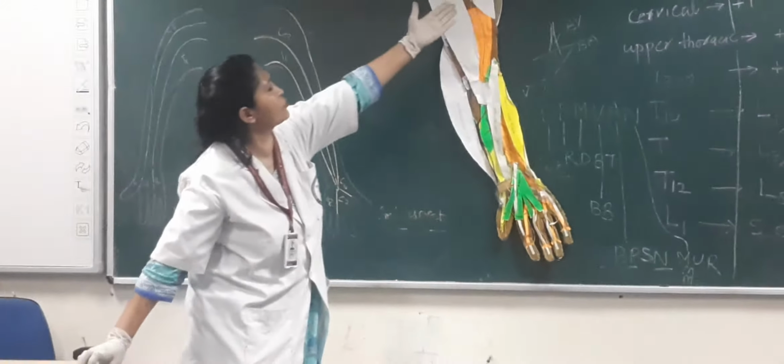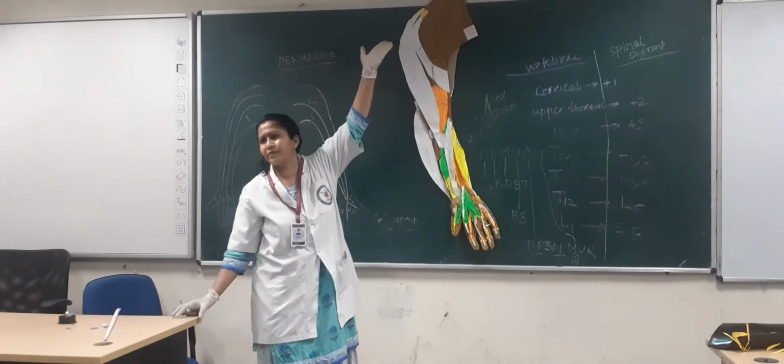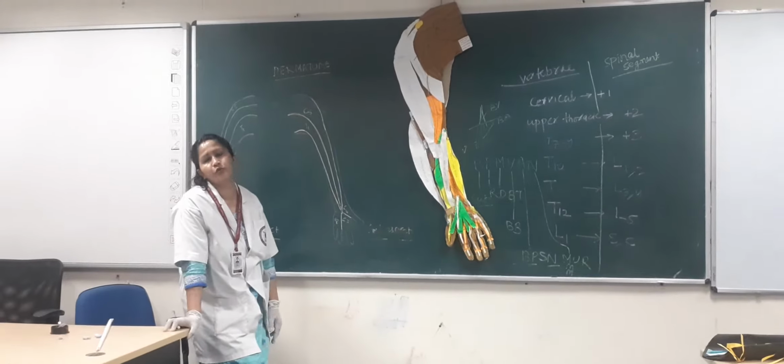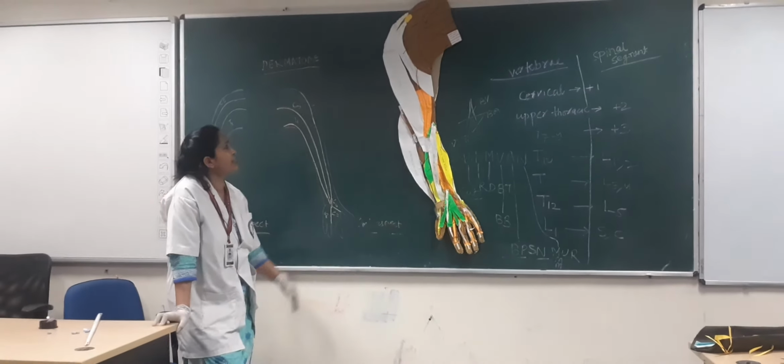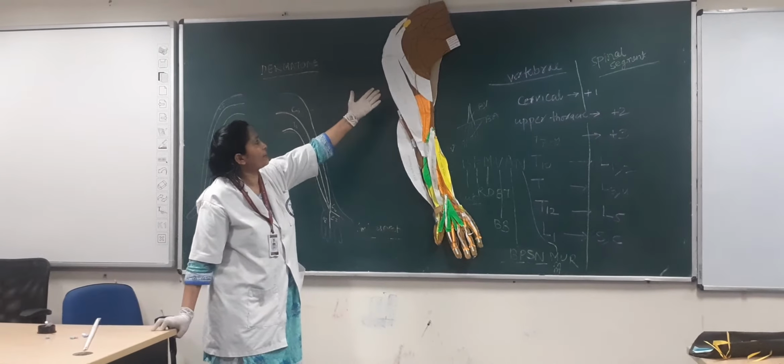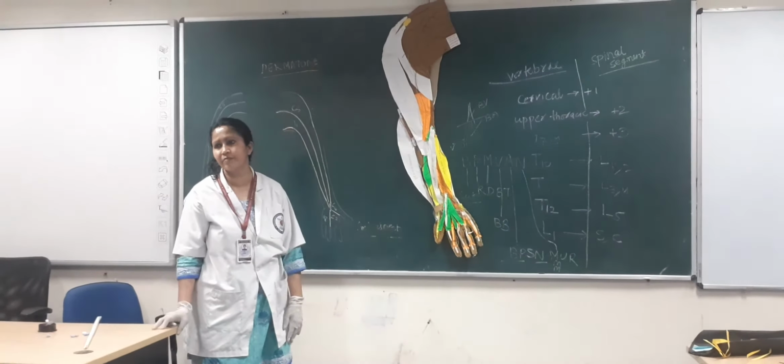And this only crosses one joint, that is the shoulder joint. So this is a flexor of the shoulder joint, or you can say flexor of the arm, and also supplied by the musculocutaneous nerve.